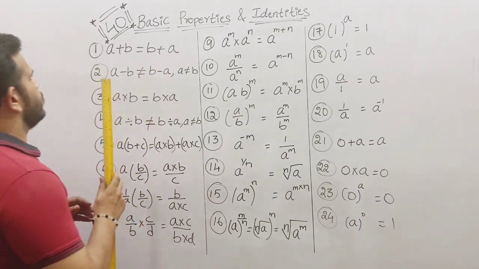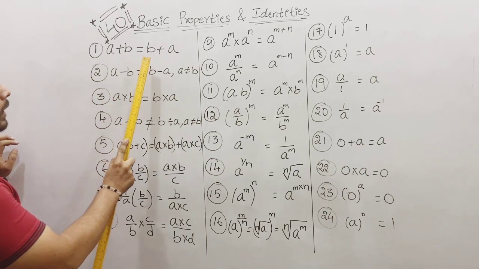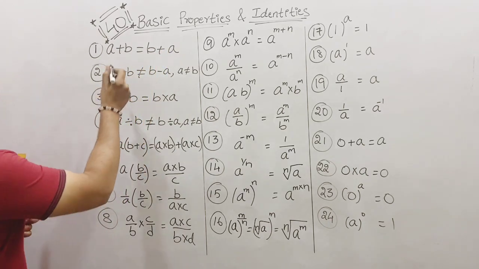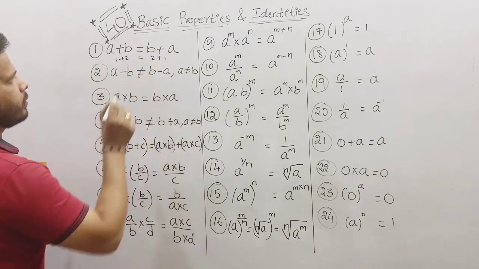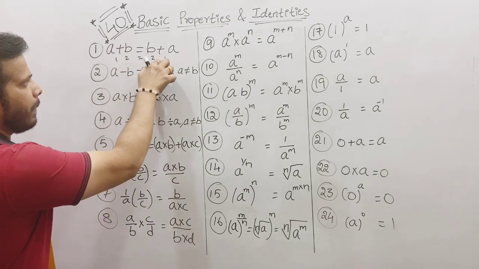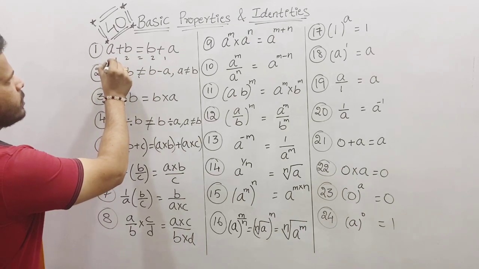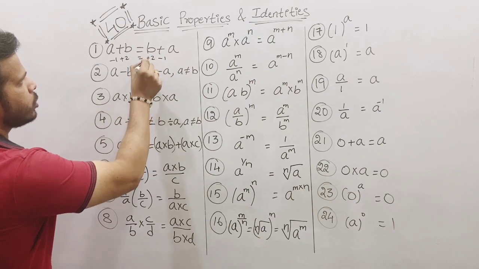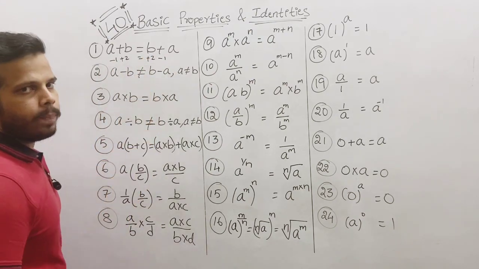Let's get started. So a plus b is equal to b plus a. It means for any numbers, 1 plus 2 is equal to 2 plus 1. Let's take minus also. If a is minus 1 and b is plus 2, then minus 1 plus 2 is 1, and 2 minus 1 is also 1.